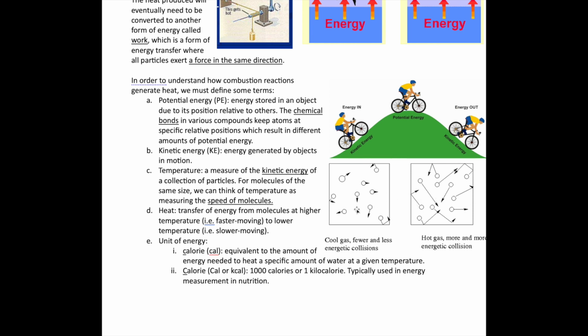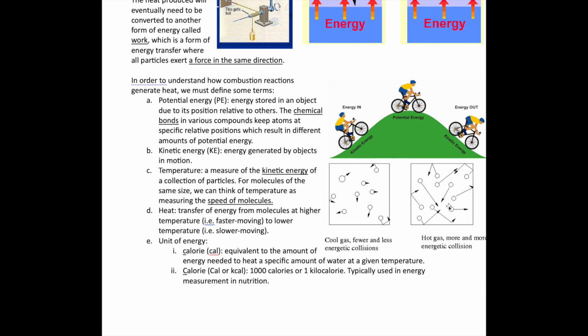So again, these two pictures right here represent molecules that are moving. If the arrows are shorter, that means the molecules are moving more slowly. If the arrows are longer, that means the molecules are moving faster. And you can see here, these are a collection of molecules on the right that are moving fast. And so this is taken from a hot gas sample, whereas a cooler gas would have the molecules moving much more slowly. As we said earlier, heat is just a transfer of energy from a fast-moving to a slow-moving molecule.